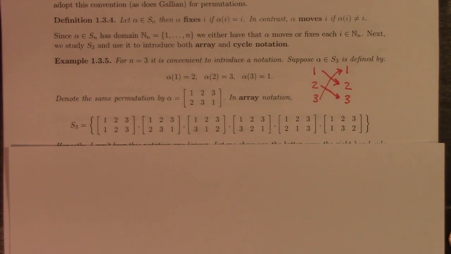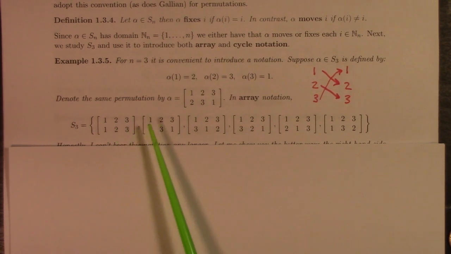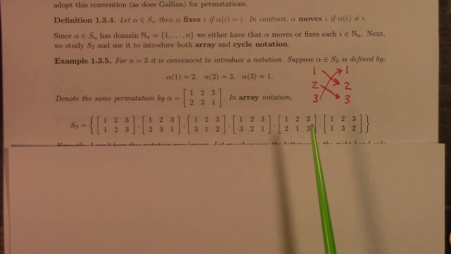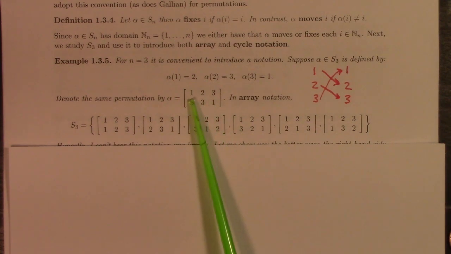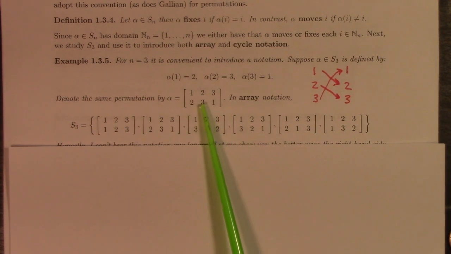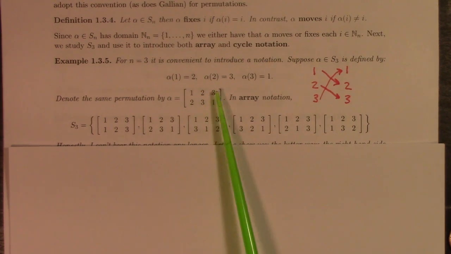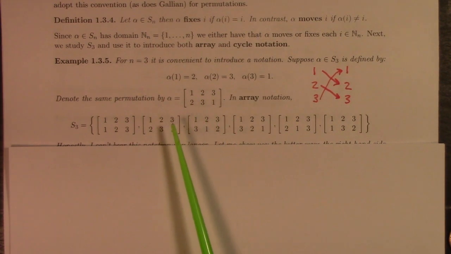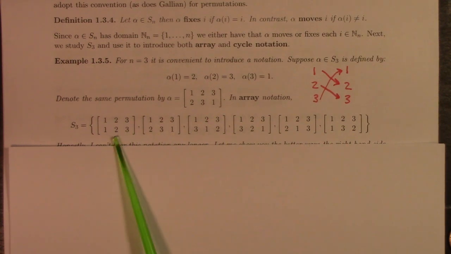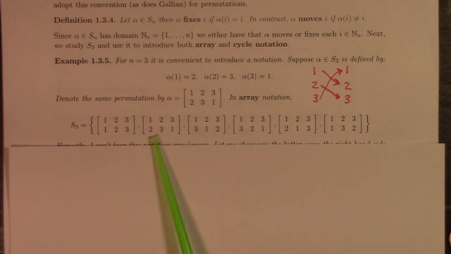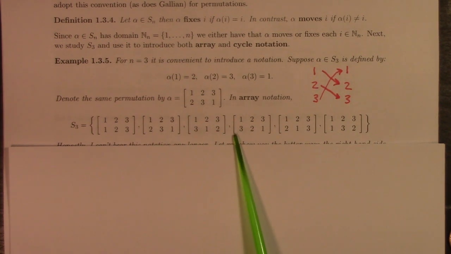And then S3 actually has 6 different bijections in it. And here's the array notation for those 6 different bijections. By the way, the alpha which is written here moves 1, it moves 2, it moves 3. But as we look at this list of permutations, the first one here fixes 1, fixes 2, fixes 3. In fact, this is the array notation for the identity permutation in S3. Let's look for an interesting one. Here, this one.